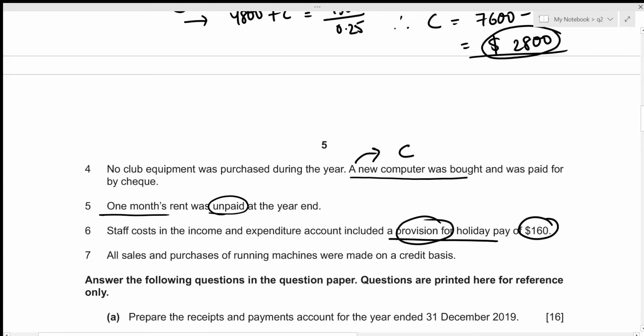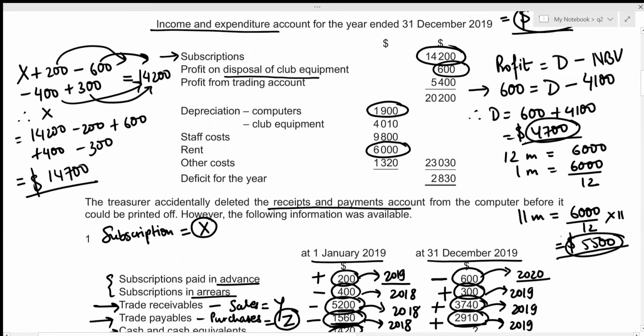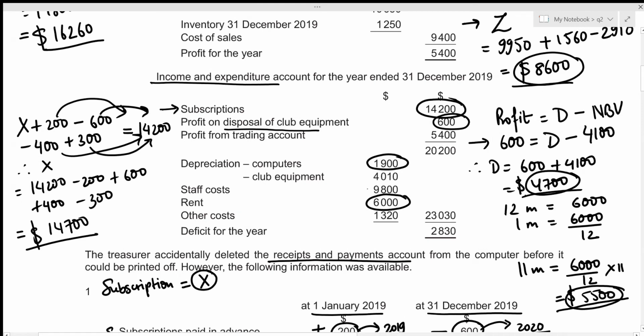And in our receipts and payments account, we only include those items that we have already paid for, meaning that our staff costs to be included in the receipts and payments section should not include this value of 160. So let's subtract this from the staff costs in our income and expenditure account, which is 9,800. So we just need to subtract 160, which gives the value of staff cost to be included in the receipts and payment section to be 9,800 minus 160, which is 9,640.